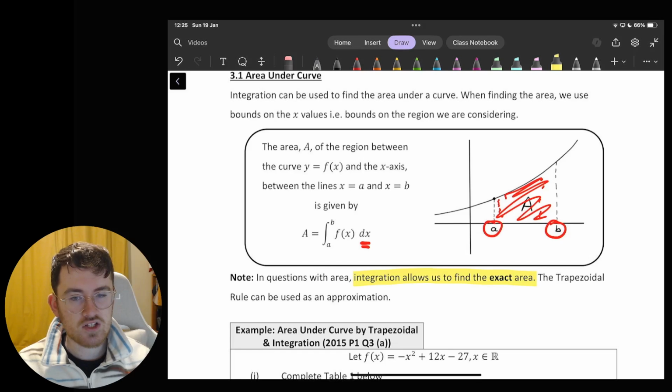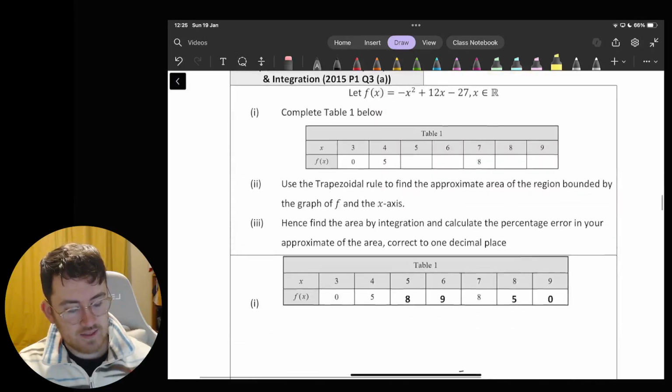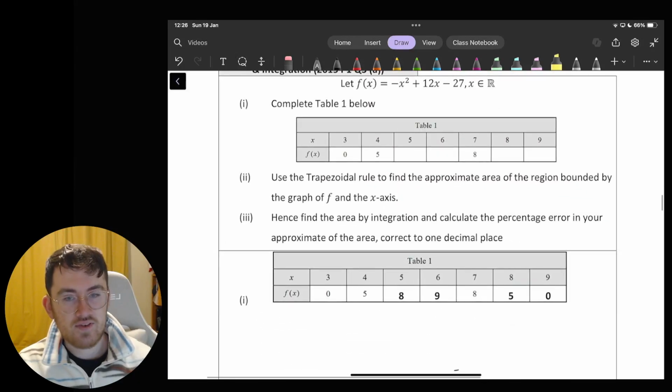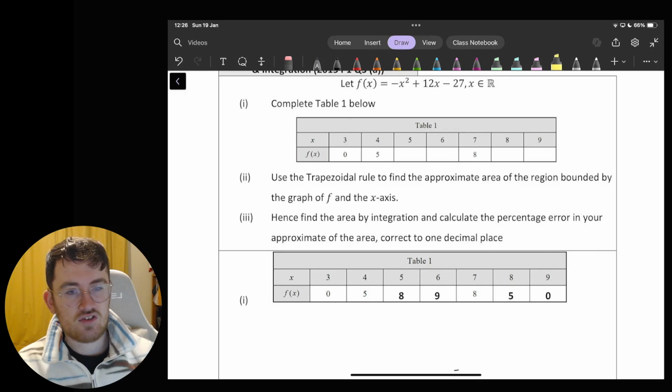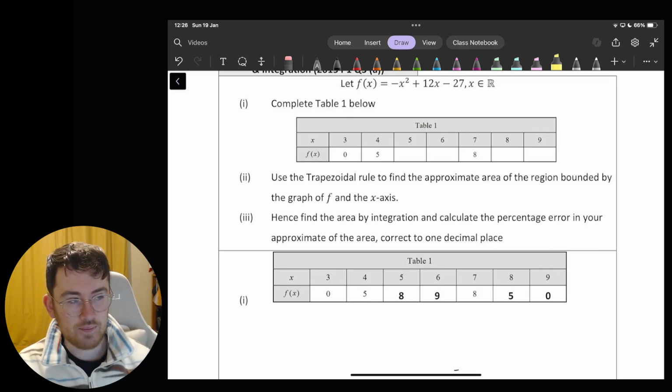So we will see questions like the one here as an example, which is a past exam question, which require us to make that connection between the two: if I'm asked to find area with one method and then told to make it more accurate, integration is the way to go. Looking at the example, we're given a function f of x. We're asked to complete the table first of all, then use the trapezoidal rule, and then find the area by integration and calculate percentage error.